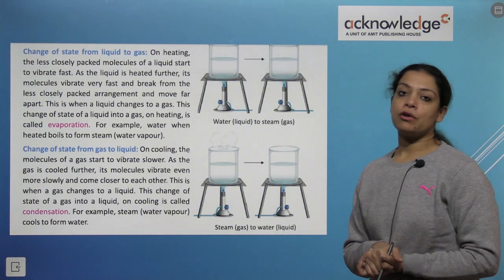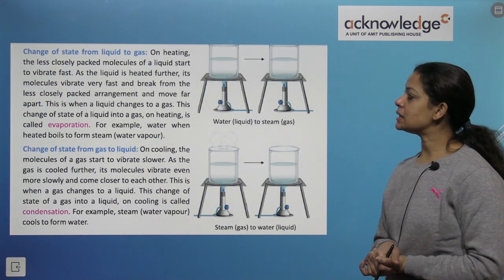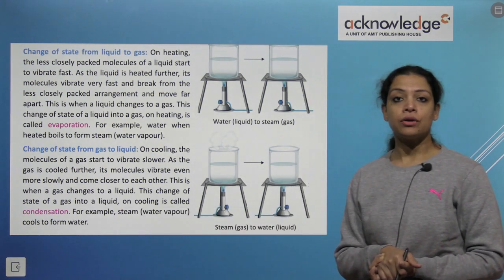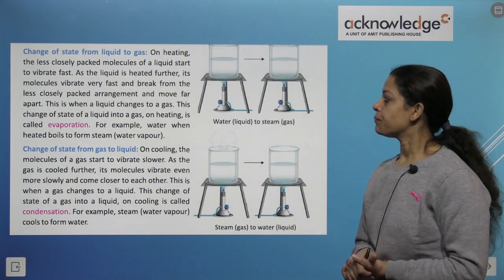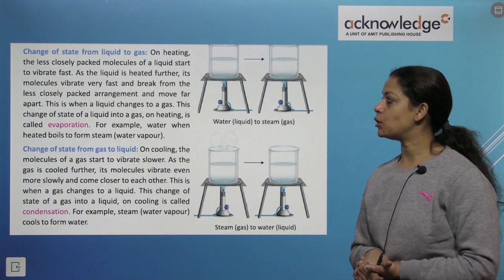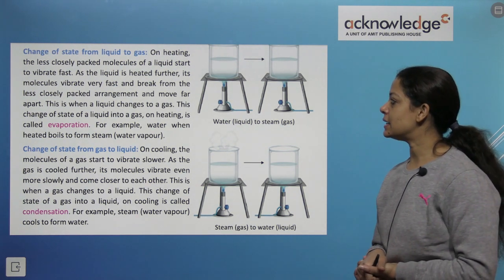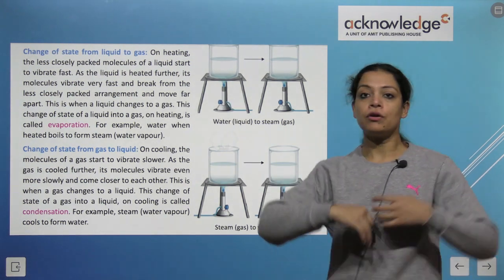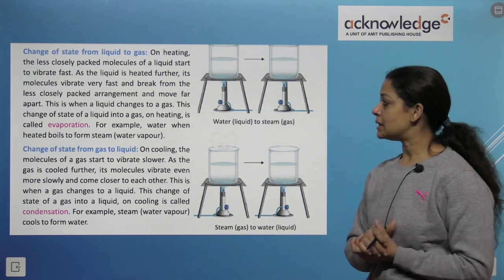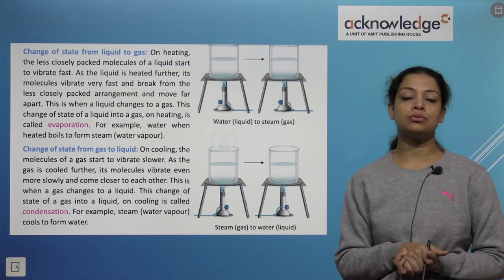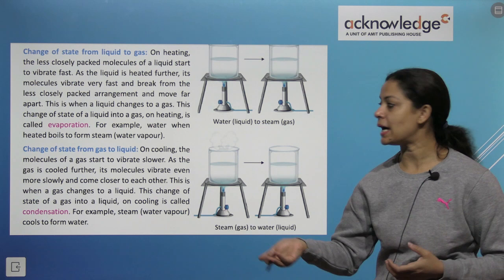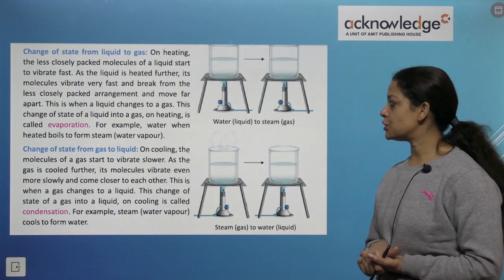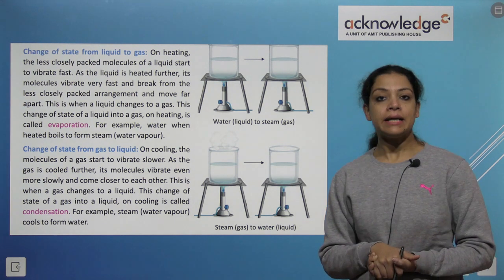Change of state from liquid to gas. On heating the less closely packed molecules of a liquid state, they start to vibrate fast. As the liquid is heated further, its molecules vibrate very fast and break from the less closely packed arrangement and move far apart, correct? Now, this is when a liquid changes to another form, that is to a gaseous state. And this change of state of a liquid into gaseous on heating is called evaporation.